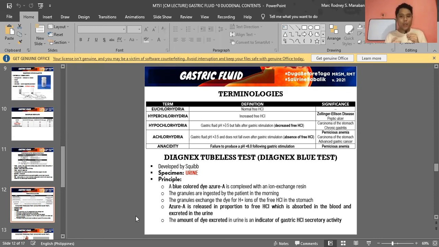Okay? So the question is, what is the specimen used in the Diagnex tubeless test for gastric fluid analysis? Our answer is urine. Take note of that, dears. Ihi. Okay? Not gastric fluid.